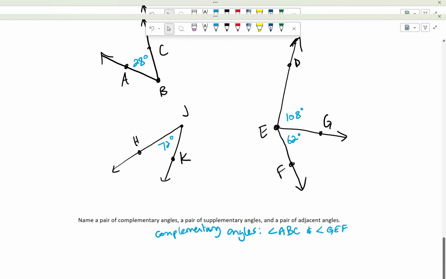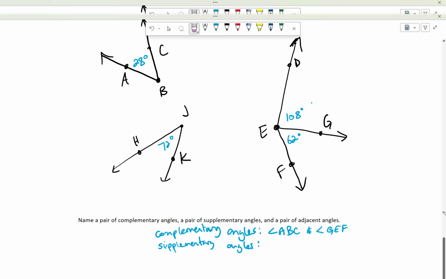Let's name a pair of supplementary angles. Oops. Okay, supplementary. So again, I think you guys look at this and visually see there's this kind of break in it, but that doesn't necessarily mean, let's do a double check here. 108 plus 62, they're adjacent. But 108 plus 62 is 170.